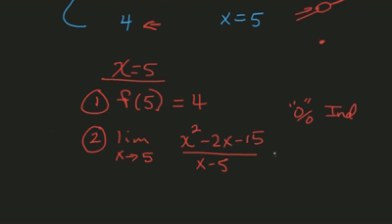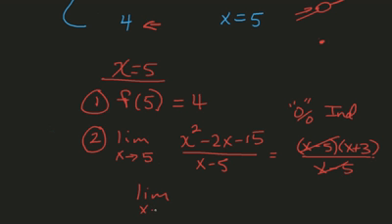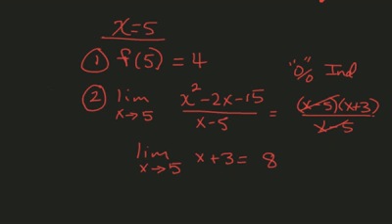So we have to do some algebra. This factors into x minus 5, x plus 3, and you see that the x minus 5's in the denominator and numerator can cancel at this point. So now that you've rewritten the function, you have to reevaluate the limit. So in this case, our limit is 8 and our function value is 4.